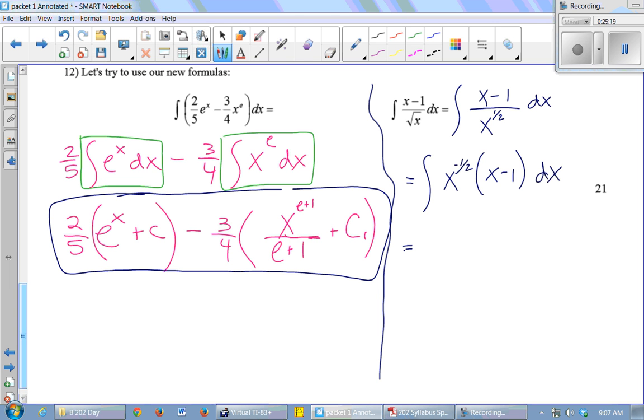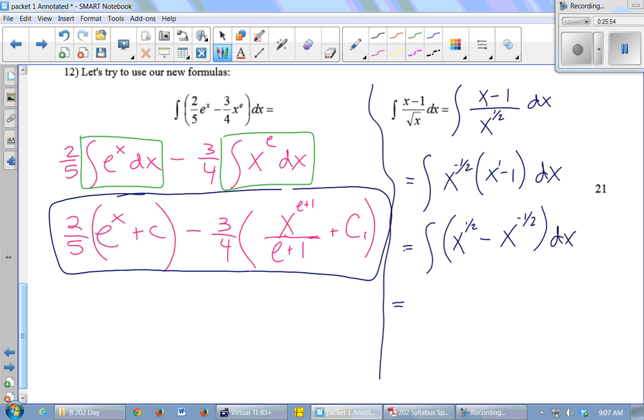What do your instincts scream at you to do when you see a set of parentheses? Distribute. Distribute that x to the negative 1/2. So this is going to be an integral. X to the negative 1/2 times x to the first is x to the 1/2. X to the negative 1/2 times negative 1 is negative x to the negative 1/2 dx. Now I can use the power rule on both of those terms.